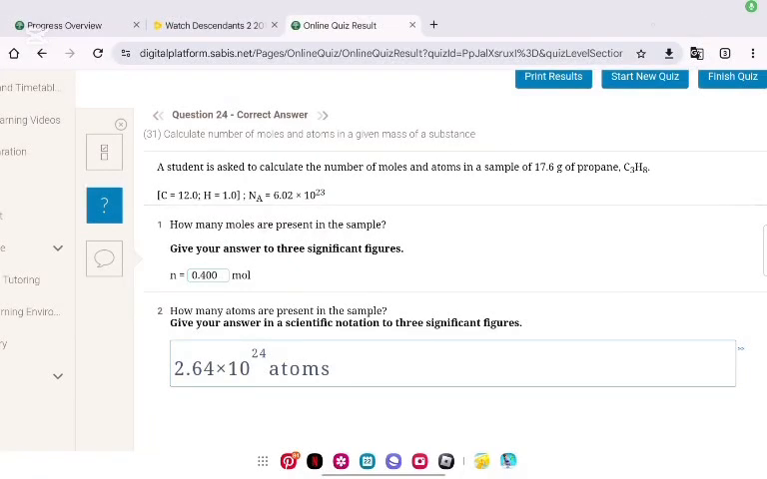Okay, we're back to really old questions. I'm just going to remind you guys what to do. So they want the moles, and the rule for moles is n equals m over molar mass. They gave you the mass, which is 17.6, over the molar mass of C3H8, so it's 44. The answer is 0.4.